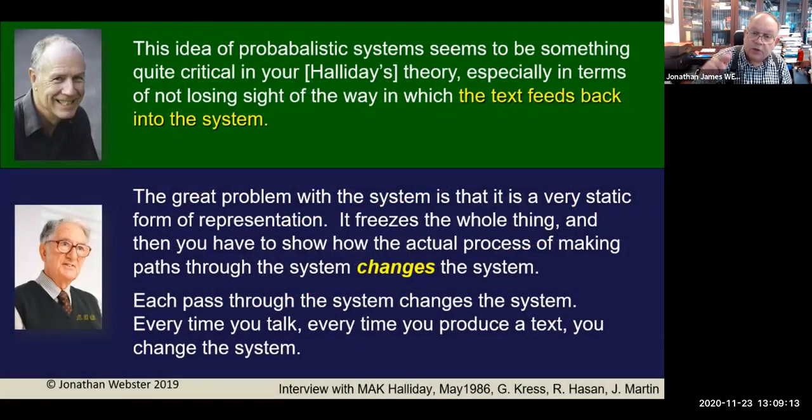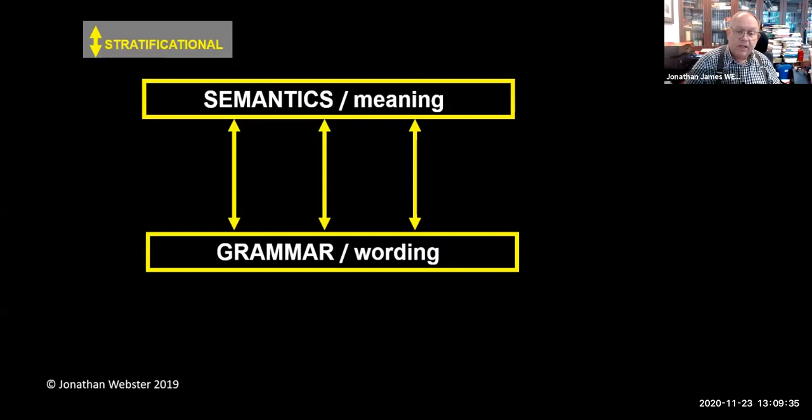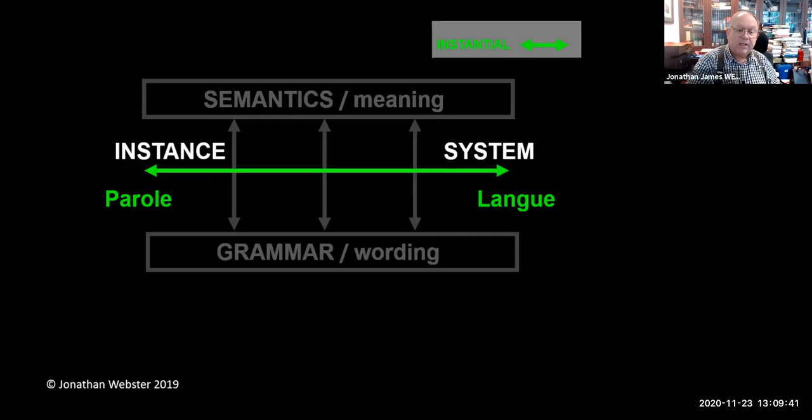All right, so that's the system. Now he's saying that you have to show how making that path through the system changes the system. Each pass, as he puts it, through the system changes the system. Every time you talk, every time you produce a text, you change the system. Why? Because what you've done is you've taken these connections of meaning and grammar, and you've added the instances of language, how language is used, and that is going to feed back into, that is going to change the system of language.